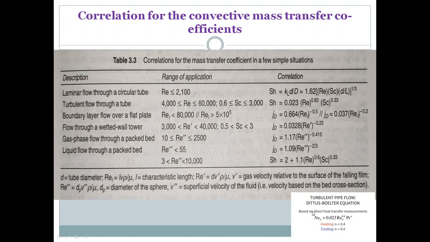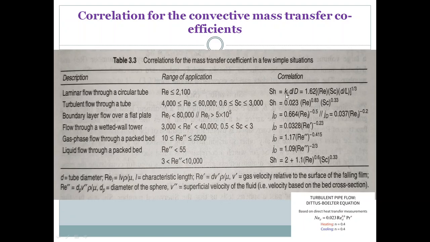Similarly, there is a correlation where, with the Reynolds number, you can calculate the mass transfer coefficient. And I am always telling you, when there is a correlation, there is a constraint. Whatever constraint they state, the correlation is applicable for that range. Let's take laminar flow through a circular tube. Circular tube and laminar flow means Reynolds number should be less than 2100, and the geometry is a circular tube.